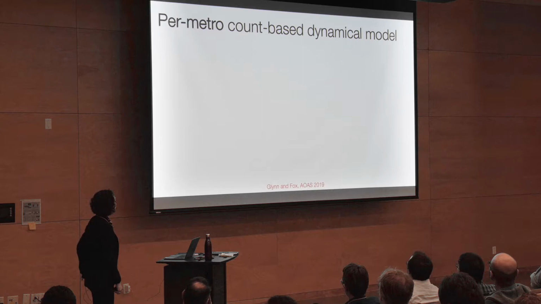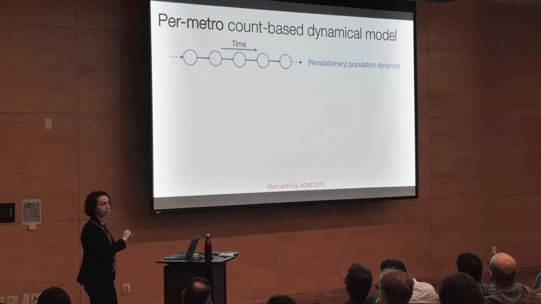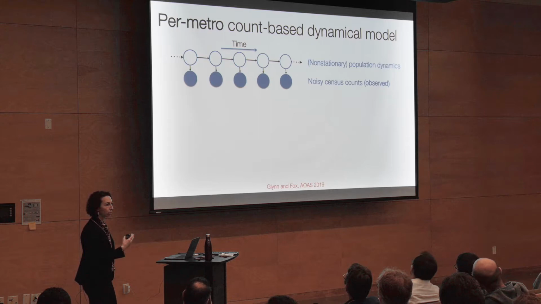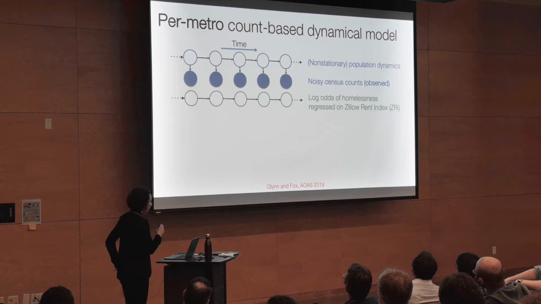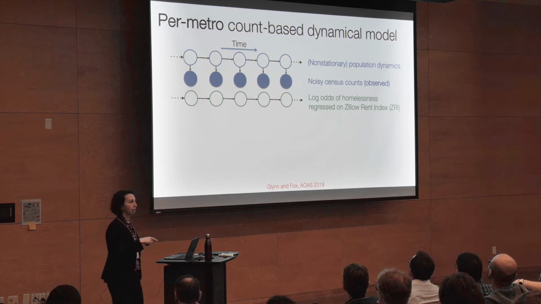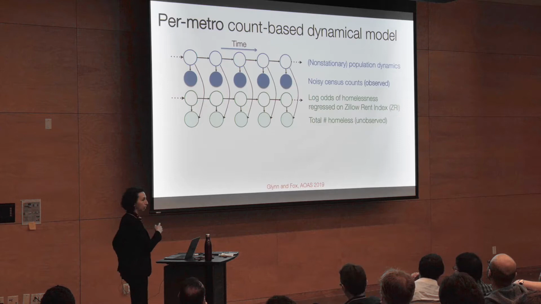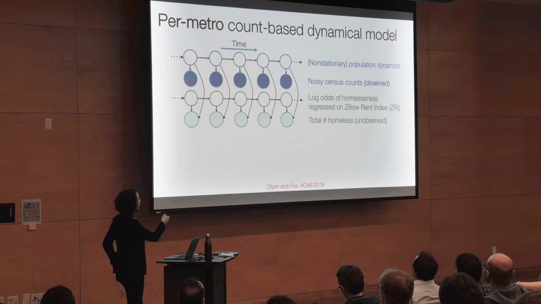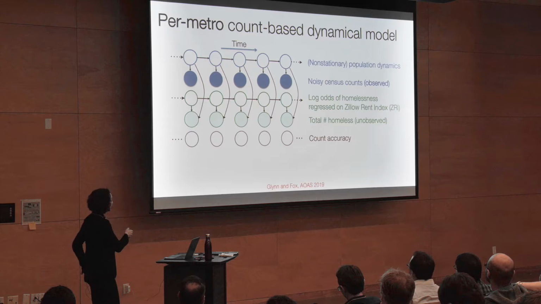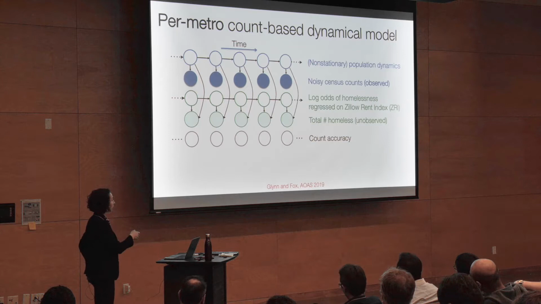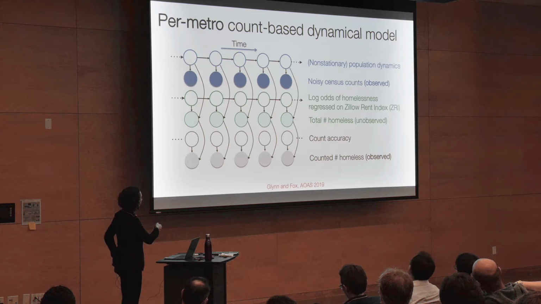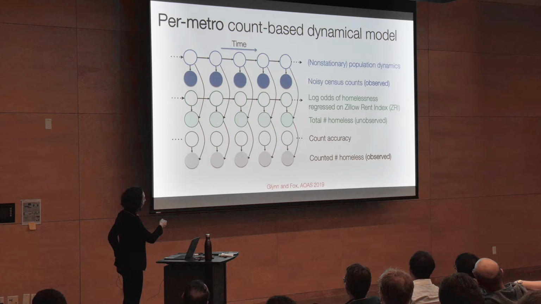So I'll just describe our model at a cartoon level, where we introduce this dynamical process to model the non-stationary dynamics of the overall population in a given metro. And then we assume that our census counts are noisy observations of that total population. And then we introduce another dynamical process to model the log odds of homelessness that's regressed on the Zillow rent index. And then we assume that the total homeless population, which very critically we assume is unobserved, is a noisy function of the total population as well as the log odds of homelessness. And then we introduce a count accuracy that's informed by metro level information for each one of these different metros. And then our second source of counts beyond the census data are the homeless counts, and we take those to be a function of this unobserved homeless population and the count accuracy.